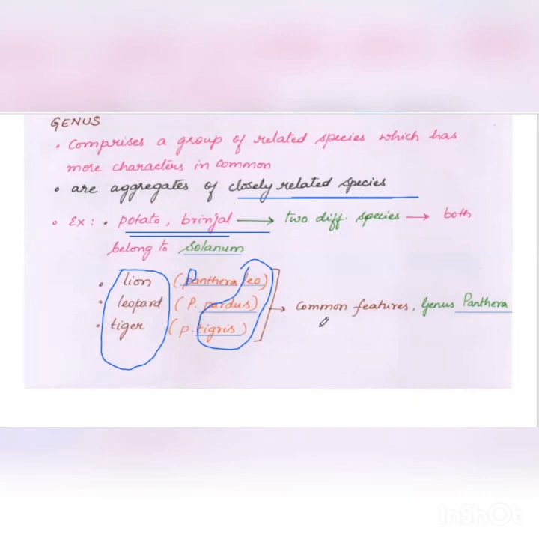And they have common features. As you go up in the taxonomical hierarchy, the common features decrease. That is, if you move from species to genus to family, the common features go on decreasing. You should remember this point. It's widely asked in NEET and other medical entrance exams. So it's very important. Remember them.